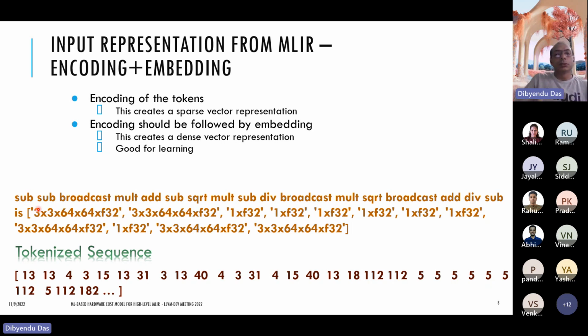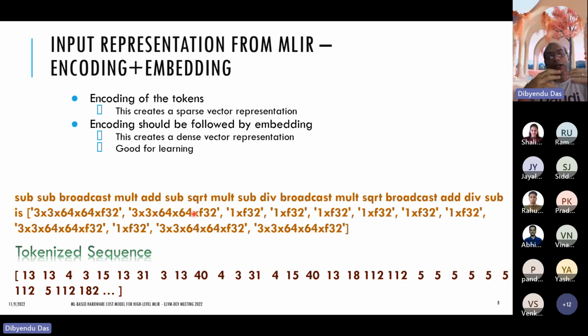Similarly, for the higher dimension tensors, you expect tensors with similar sizes, like 1 cross F32, will be close to, let's say, a 2 cross F32 or a 4 cross F32, and far off from this kind of bigger dimensional tensor. So that's the expectation once you do the training.